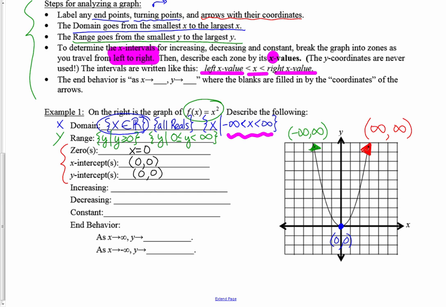All right, so if I'm looking at this function right here, and I'm starting out on the left, it's right up here at this arrow. As I travel to the right, I'm going down, which means I'm decreasing. So for this first part of the graph, it's decreasing.